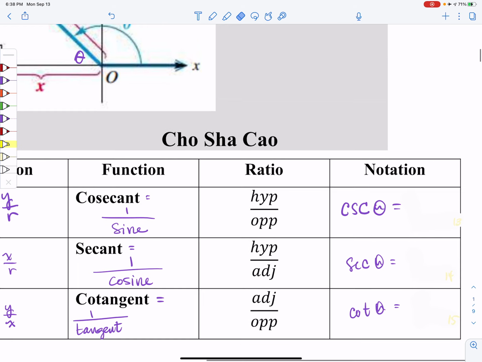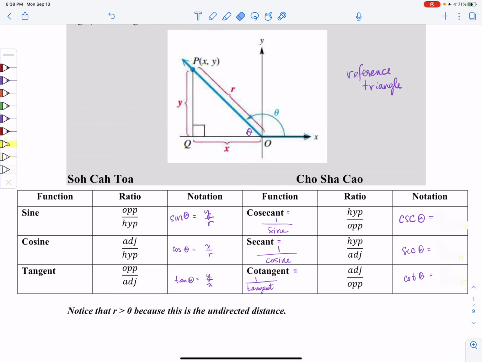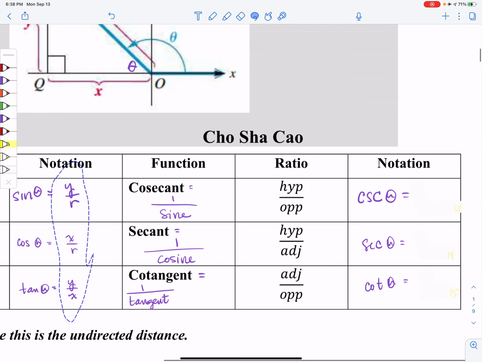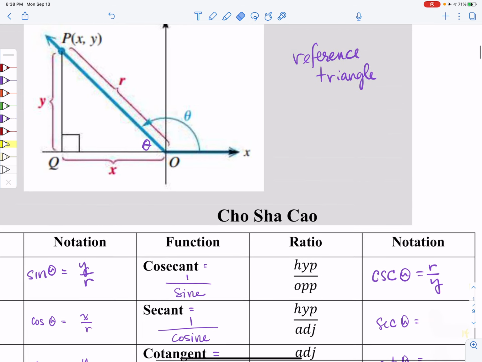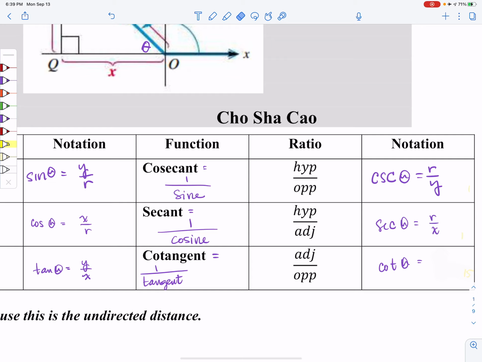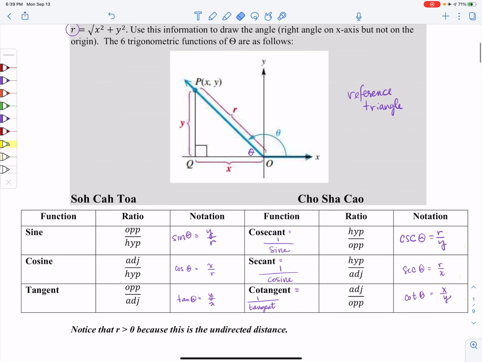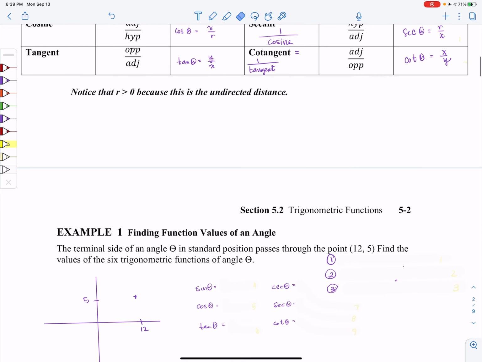Okay, so now let's use our reference rectangle, and let's find out what this is. Now, there's actually two things you can use. You can either use the reference rectangle, or you can go back to these three and just simply get the reciprocal. All right, so my cosecant then is simply going to be r over y, and you can tell that on your triangle, the hypotenuse divided by the opposite. Secant is going to be r over x. Cotangent is going to be x over y. For the record, r is always going to be a positive number, at least until later in the semester, because it's a distance.